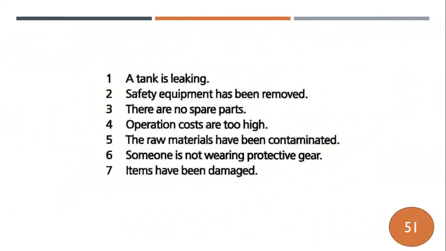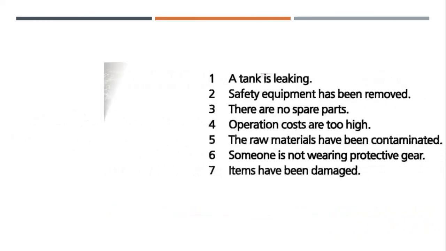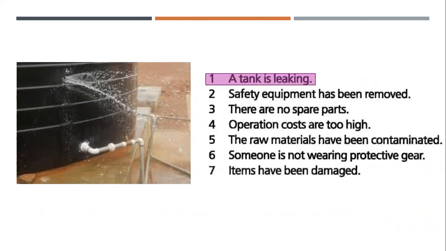Page 51 talks about different problems that may take place in industry. There are 7 problems that are described in one of the exercises. But before we work on the exercise, I just want to talk about different problems that may be faced when working in industry. Let's focus on the first problem. And it says a tank is leaking.